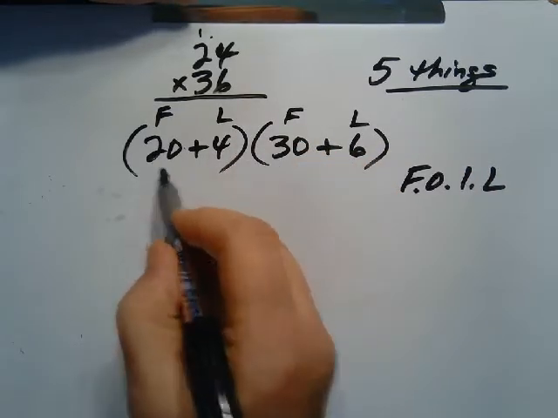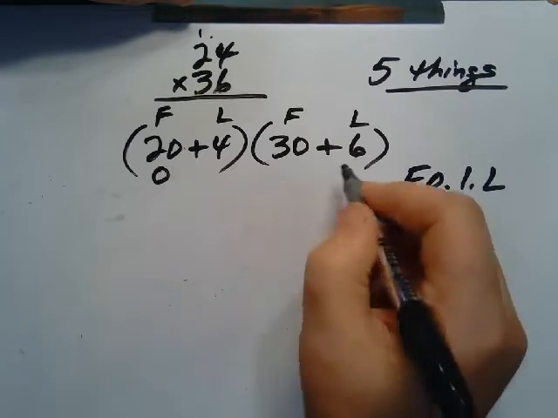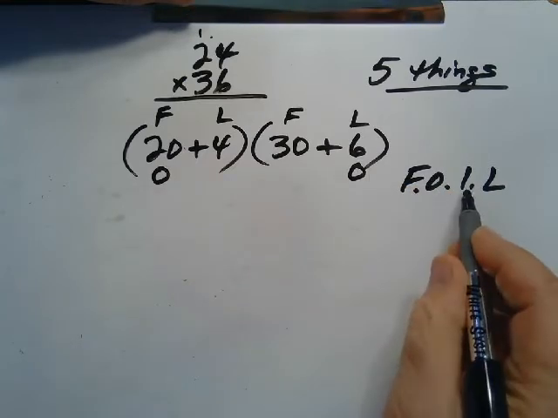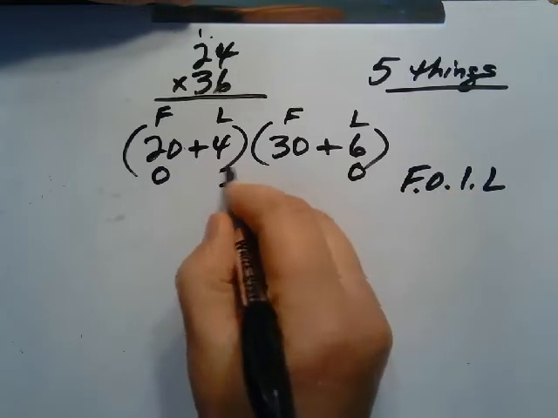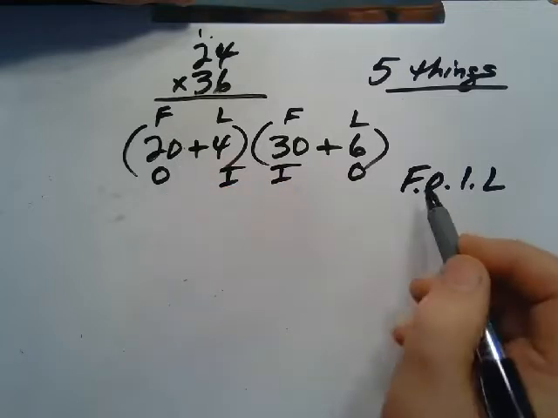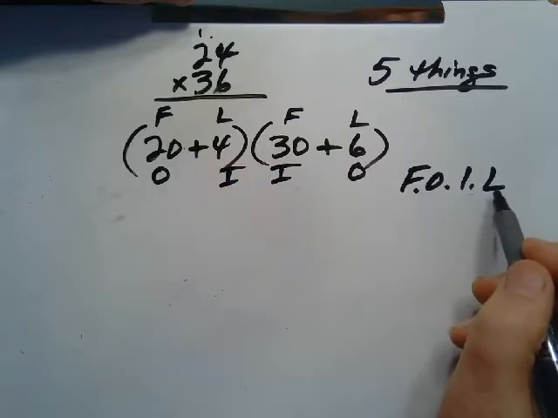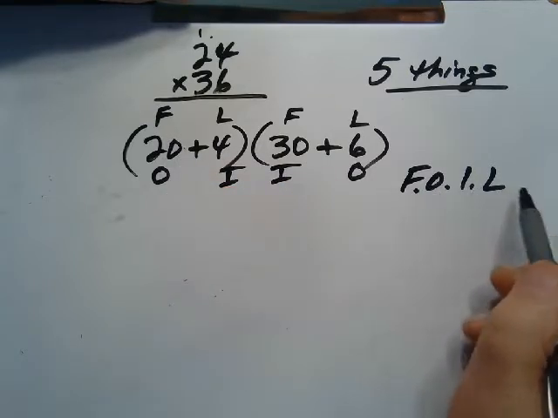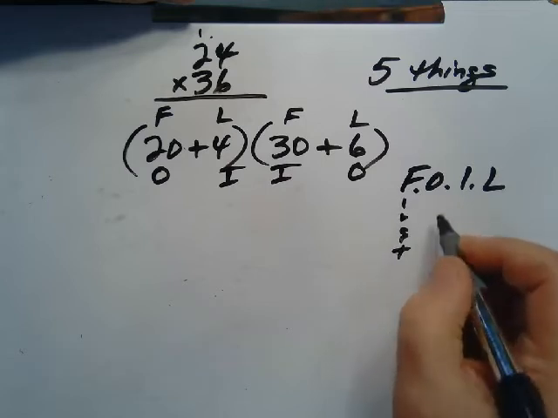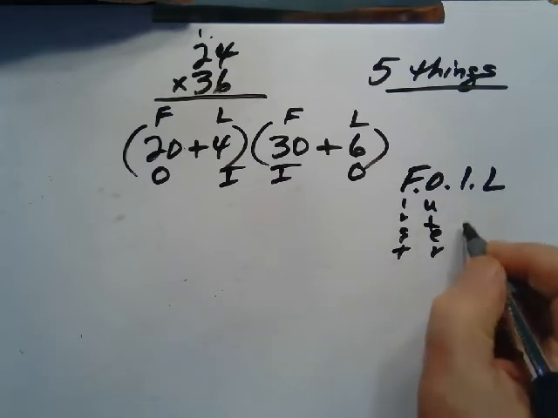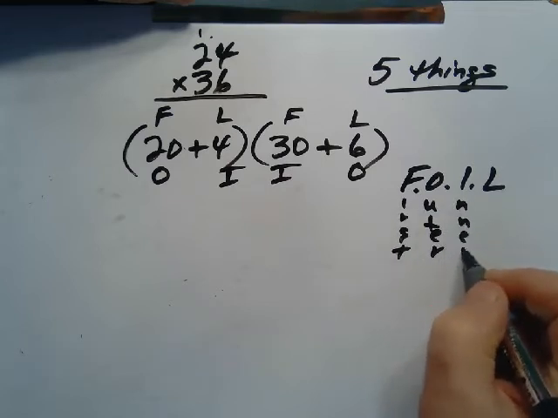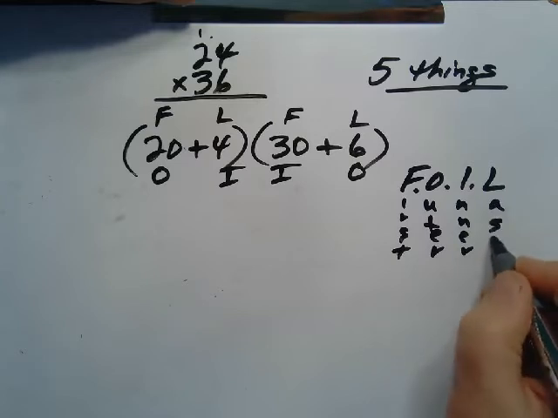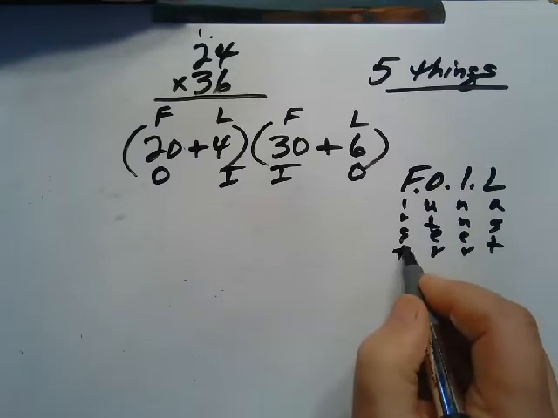The outsides would be these two on the outside, O, and I stands for the inside. First, outer, inner, and last. That's what FOIL stands for.